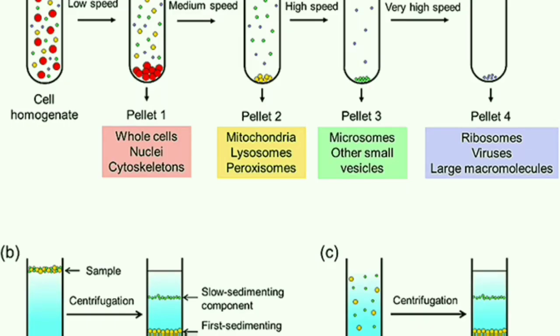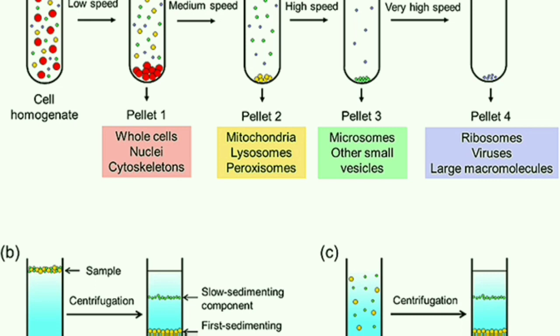Now, let us summarize the different types of centrifugation. A is differential centrifugation. A cell homogenate is obtained. This cell homogenate undergoes low-speed centrifugation, after which we obtain a pellet as well as a suspension. This suspension undergoes the next round of centrifugation, medium-speed centrifugation. Here too, we obtain a pellet as well as a suspension. The suspension undergoes the next centrifugation, high-speed centrifugation.